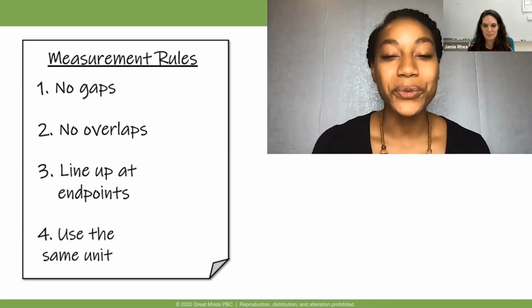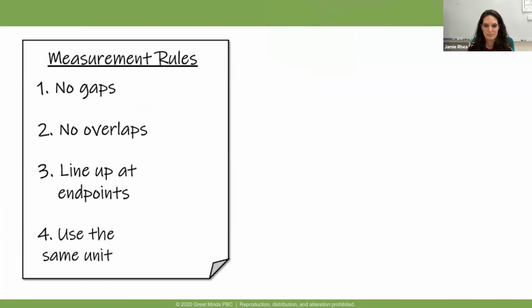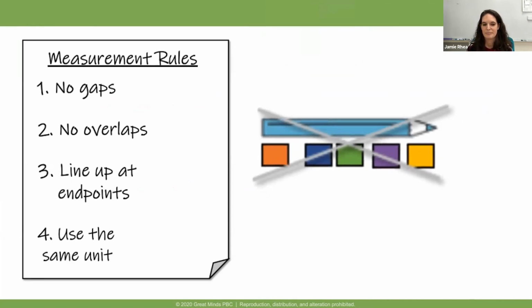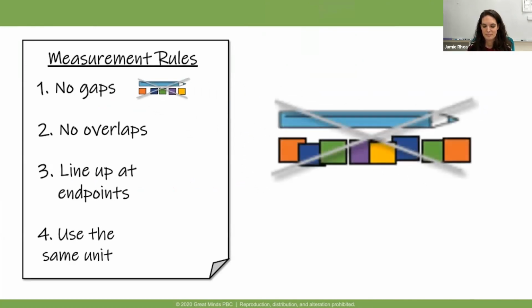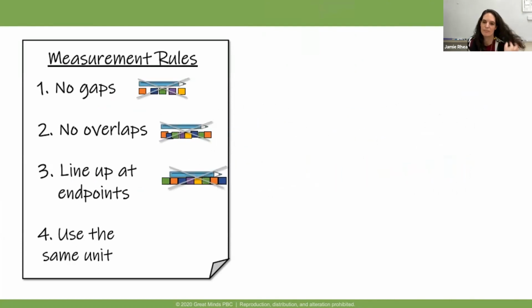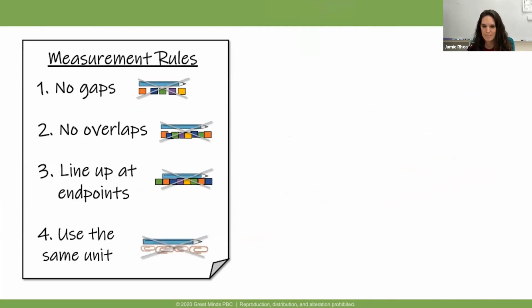Let's review our rules for measurement so you can remember them when you get to your problem set. When we measure, we need to remember to have no gaps, no overlaps, and to line up at the endpoints. And our new rule from today: use the same unit.